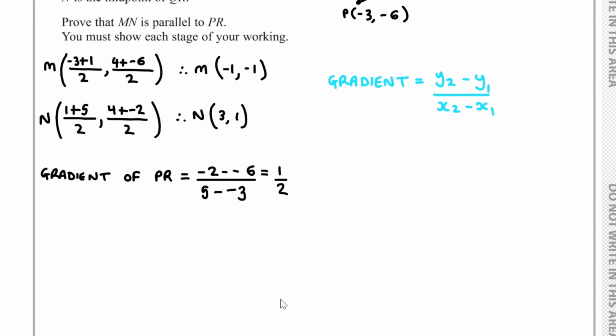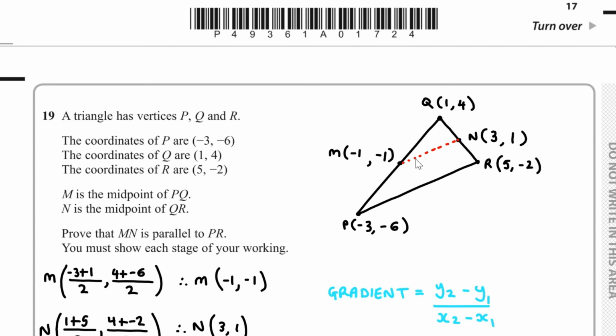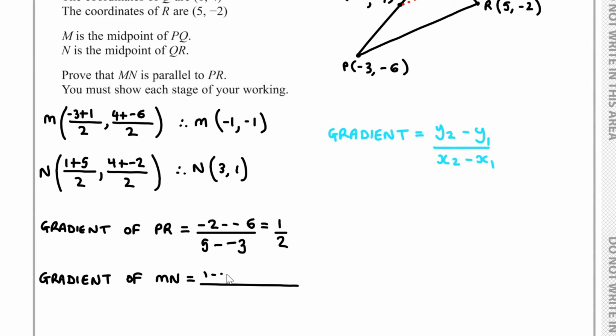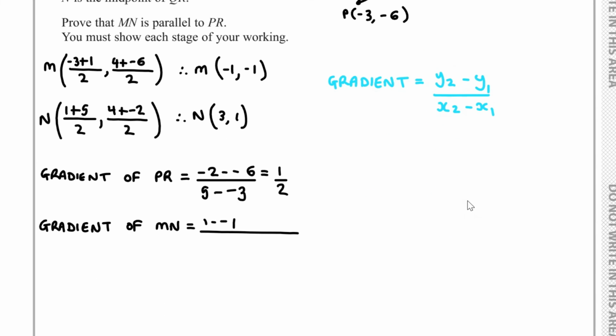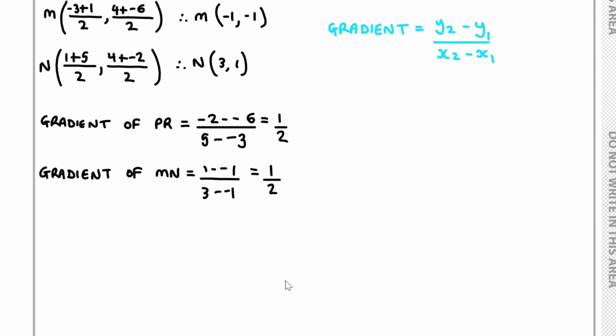And if we find out the gradient of MN, this is equal to, well, here, change in y, we've got 1 take away -1. Change in x, we've got 3 take away -1. So of course here we get 1/2 as our gradient. So the gradient here is equal to 1/2. You can see we've got the same gradient, and therefore they will be parallel. So because we've got equal gradients, we can conclude that these are parallel.